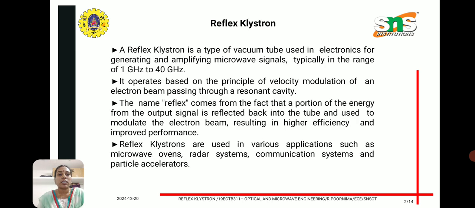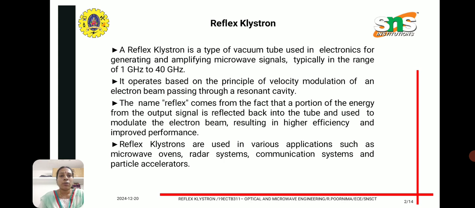The reflex klystron is a microwave oscillator. It is a type of vacuum tube used in electronics for generating and amplifying microwave signals, in the frequency range of 1 GHz to 40 GHz. It operates based on the principle of velocity modulation and electron bunching.